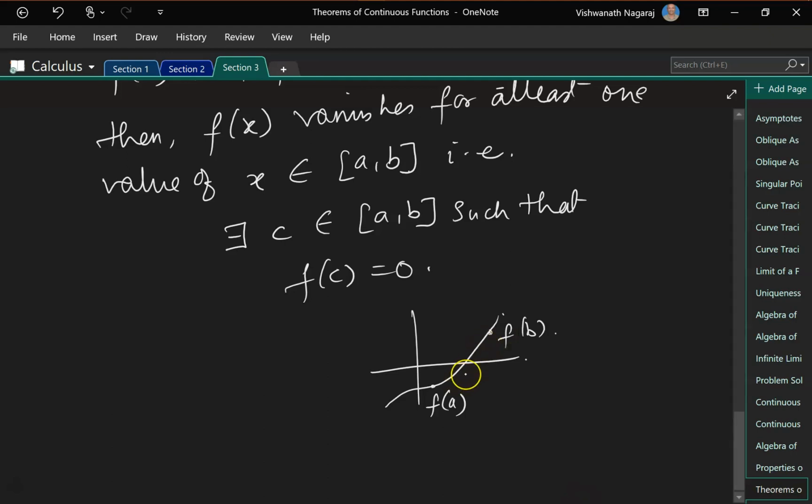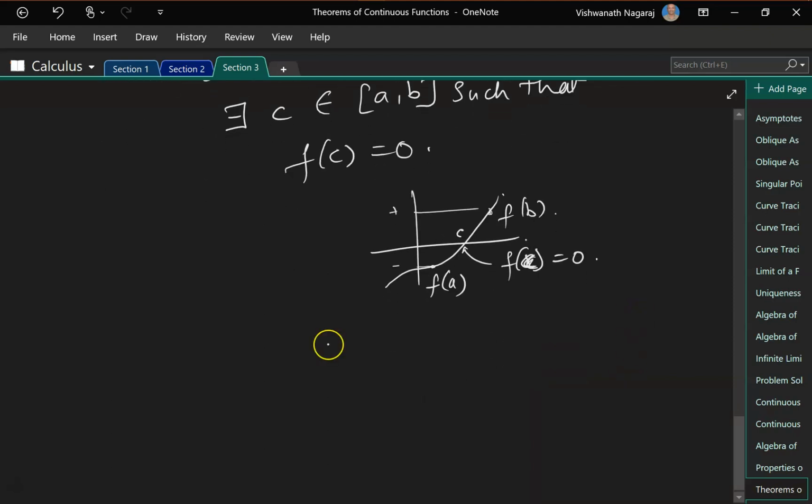if they have opposite signs, now here this is positive and this is negative, right? So since they are of opposite signs, what this theorem is saying is that you will have at least one point where f(x) is equal to 0. So if we say this is c, then we can say f(c) is 0. Now why at least one point? Because there can be more than one also.